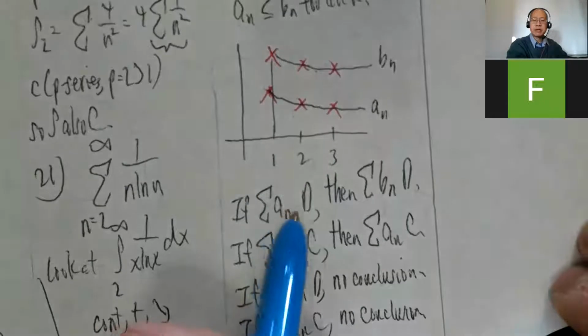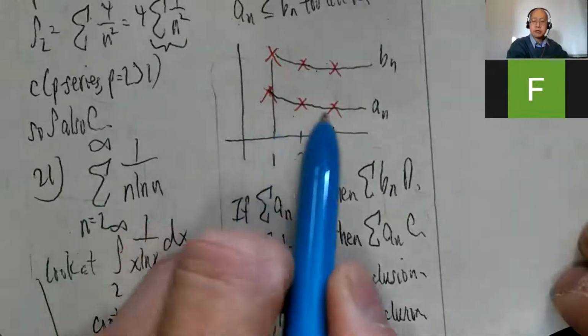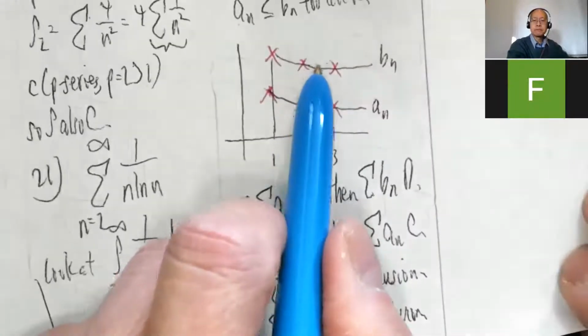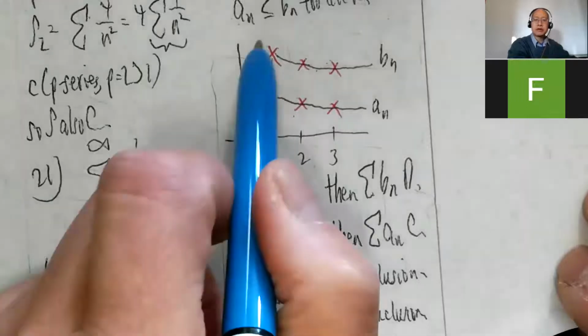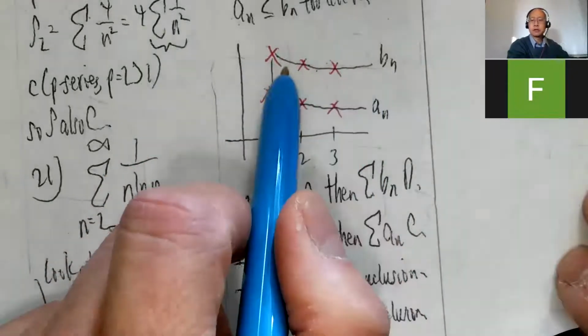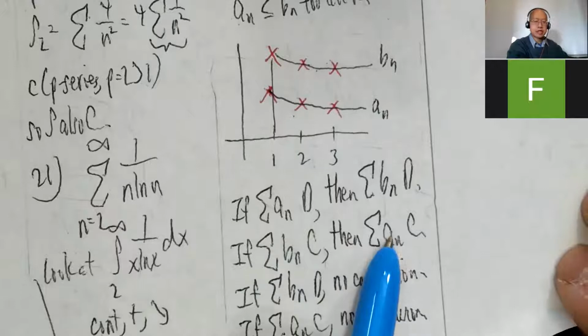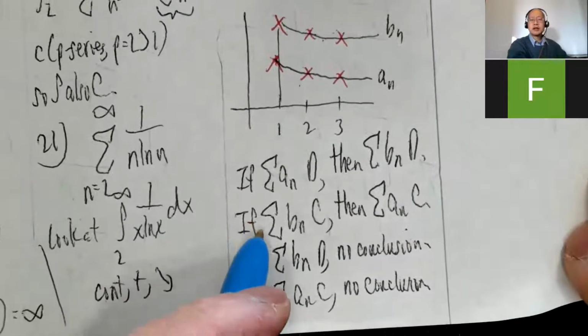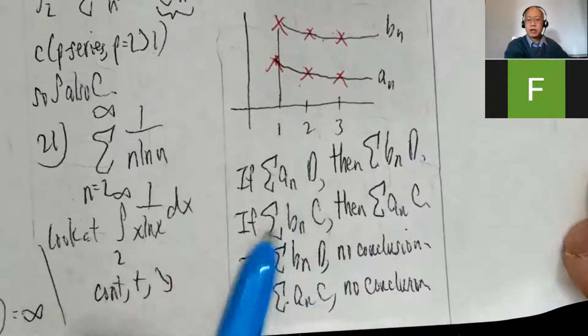If the summation of a sub n diverges, the smaller series diverges. Anything bigger diverges. If the bigger series converges, the smaller series has to converge. And the thing that's a little bit tricky, but I think you can probably see why.